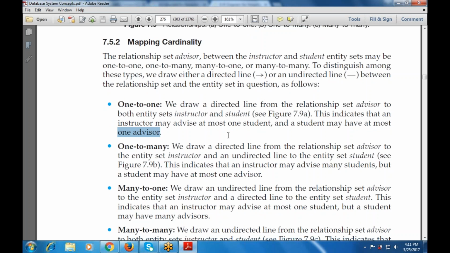Then next is many-to-one. So we draw an undirected line from the relationship set advisor to the entity set instructor and a directed line to the entity set student. That is a many-to-one. This indicates that an instructor may advise at most one student, but a student may have many advisors. So this is one-to-one, one-to-many, many-to-one. So there are many instructors and there is only one advisor. That is known as the many-to-one relationship.